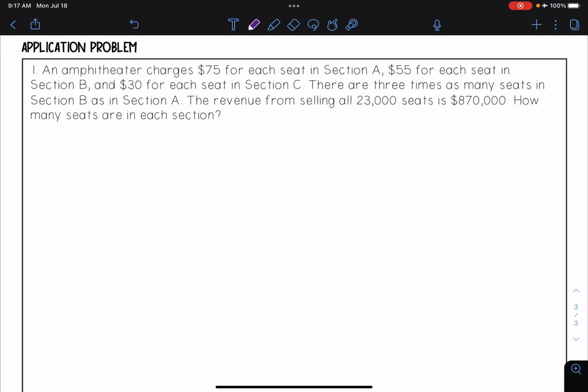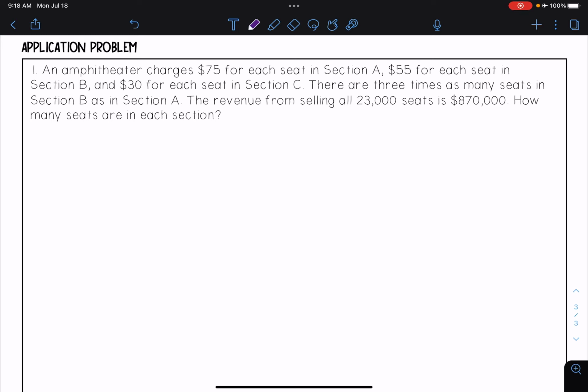So this problem says an amphitheater charges $70 for each seat in section A, $55 for each seat in section B, and $30 for each seat in section C. There are 3 times as many seats in section B as in section A. The revenue from selling all 23,000 seats is $870,000. How many seats are in each section?